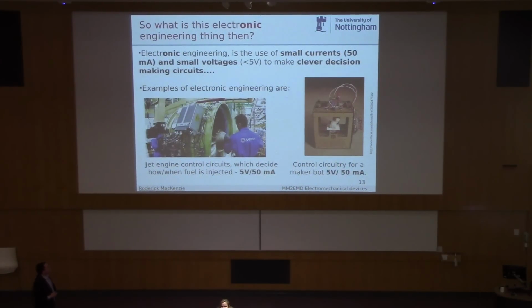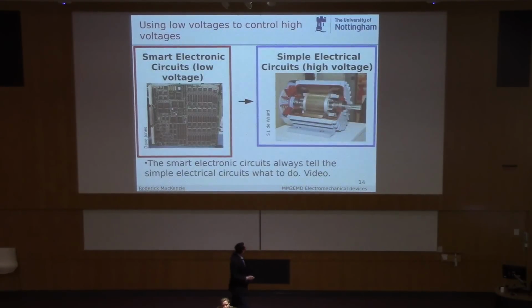Another example of electronic engineering is this MakerBot. Clearly we've got some electrical engineering running the motors that move the bits around. But on top of it, you can see there's some small low-voltage circuitry that's effectively the electronic engineering. This is the clever bit that's running it. All the clever bits are electronic engineering, and they're all low voltage, low power.